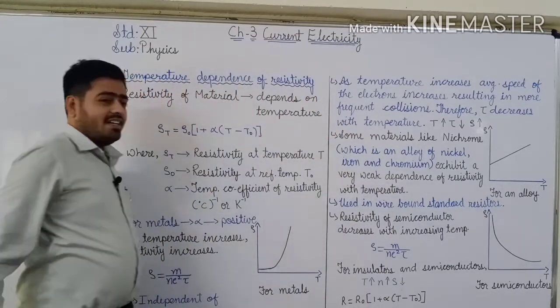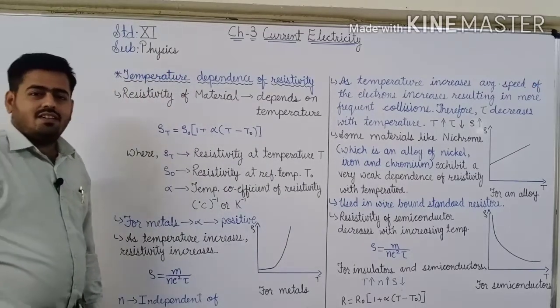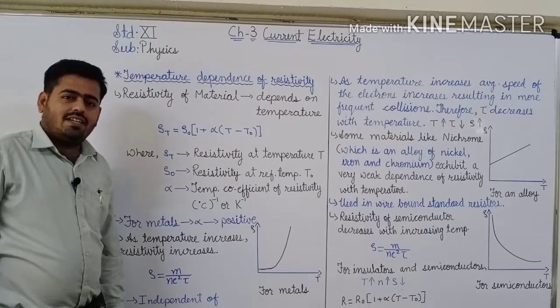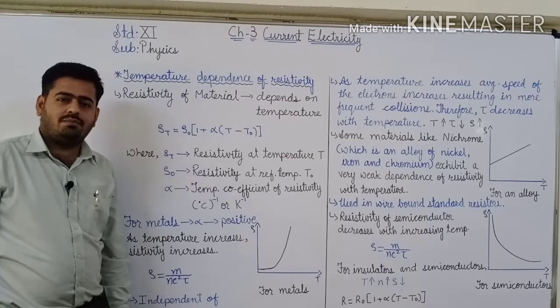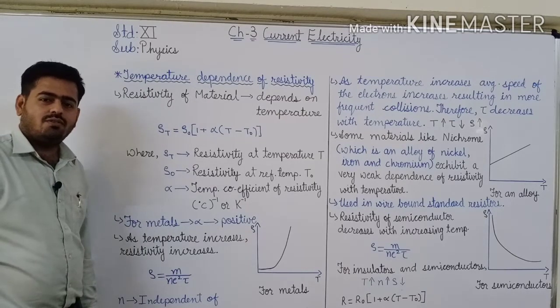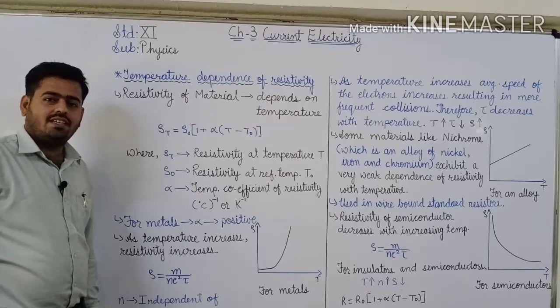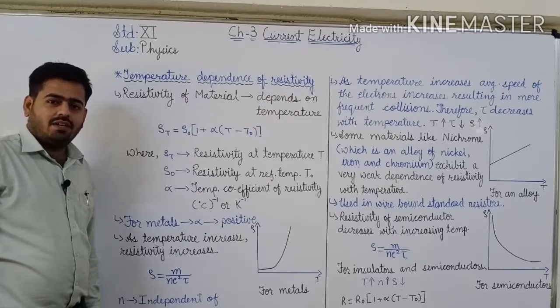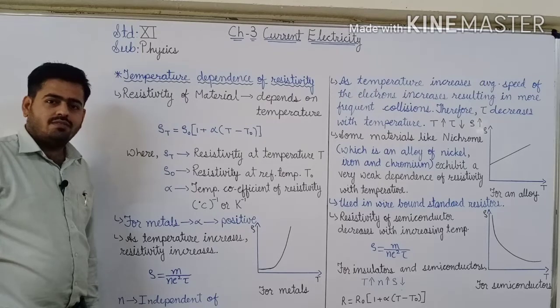Chapter 3 Current Electricity. Let's continue with chapter number 3, current electricity. In this chapter we have studied about electric current, current density, Ohm's law, relation between current density and electric field, that is vector form of Ohm's law. J vector is equal to sigma E vector.